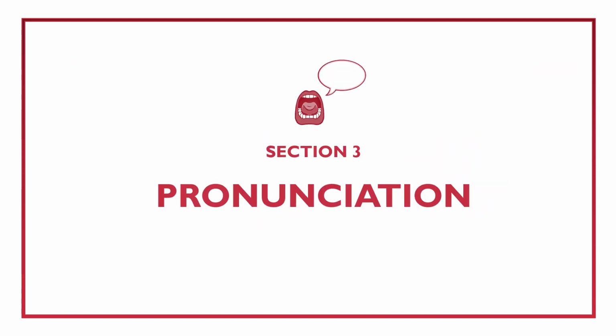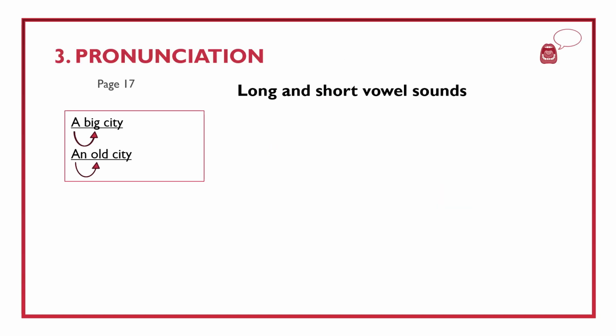Section 3, pronunciation. So on page 17, we have the pronunciation section, section 3. And here we talk about long and short vowel sounds. So in part A, you can see a chart, and we have 6 sounds here, which are long and short vowel sounds. So please listen to the words and sounds. You can listen to me or listen to track 2.9 and try to repeat.